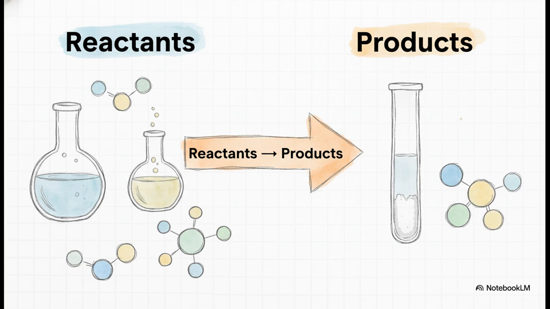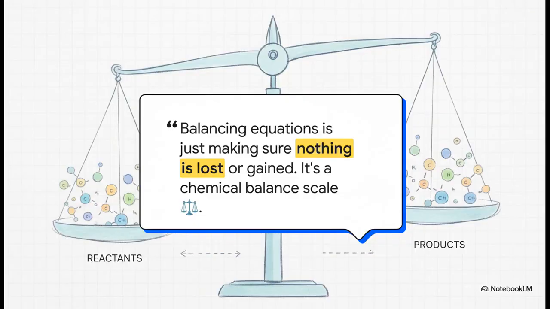But there's one giant, unbreakable rule in this chemical kitchen. You can't create or destroy matter. It's a law. So whatever atoms you put in on the left side, you have to have the exact same number and type of atoms come out on the right. And that is what we call balancing an equation.